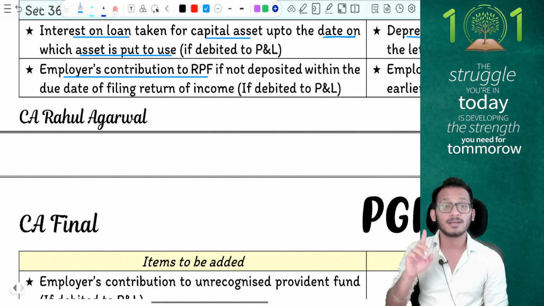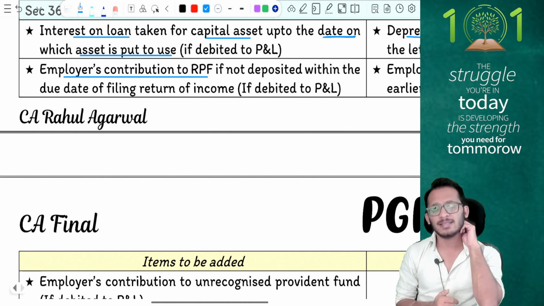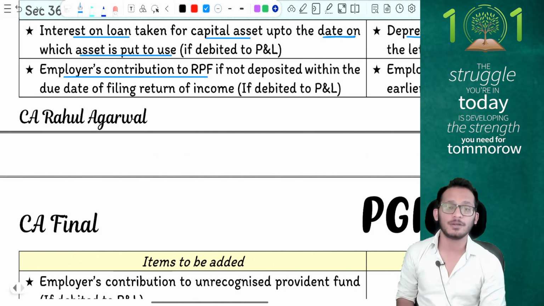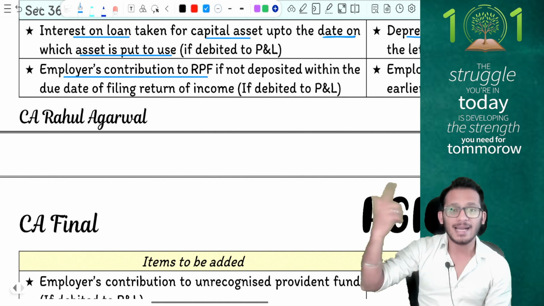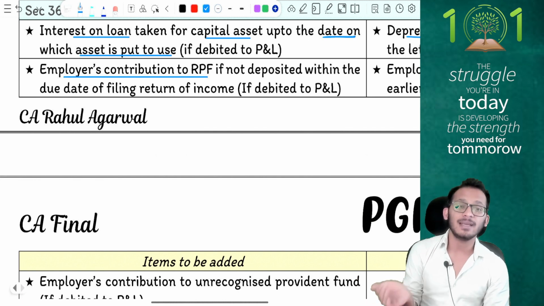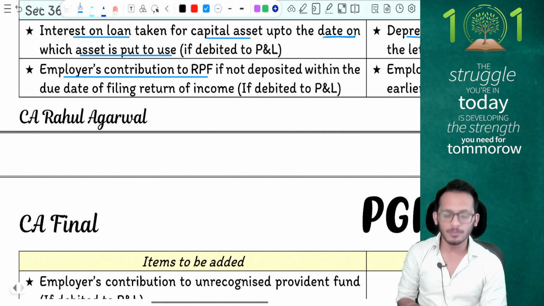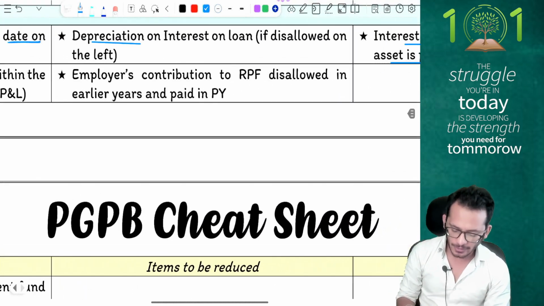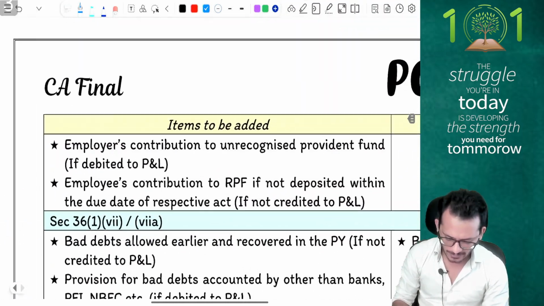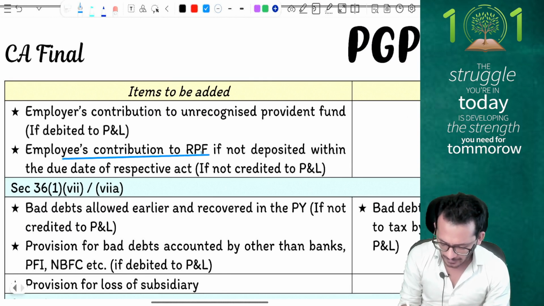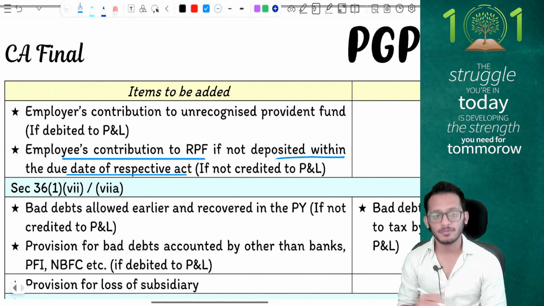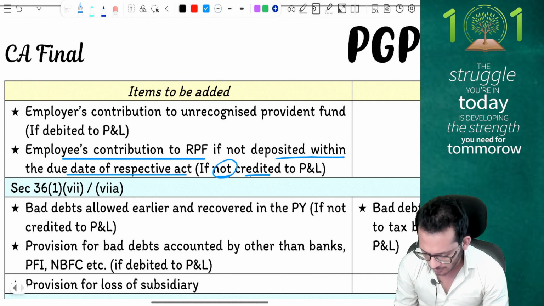On the contrary, people, when it comes to employee's contribution, income tax says employee's contribution is normally not even a P&L item. But if you have not deposited the employee's contribution before the due date of the respective act, PF Act or ESI Act as the case may be, then whatever delay you make will be treated as an income for you, and that too permanently. And therefore here it says employee's contribution to RPF, if it is not deposited within the due date of the respective act, and if it is not already credited to the P&L account, then I will credit it right now.